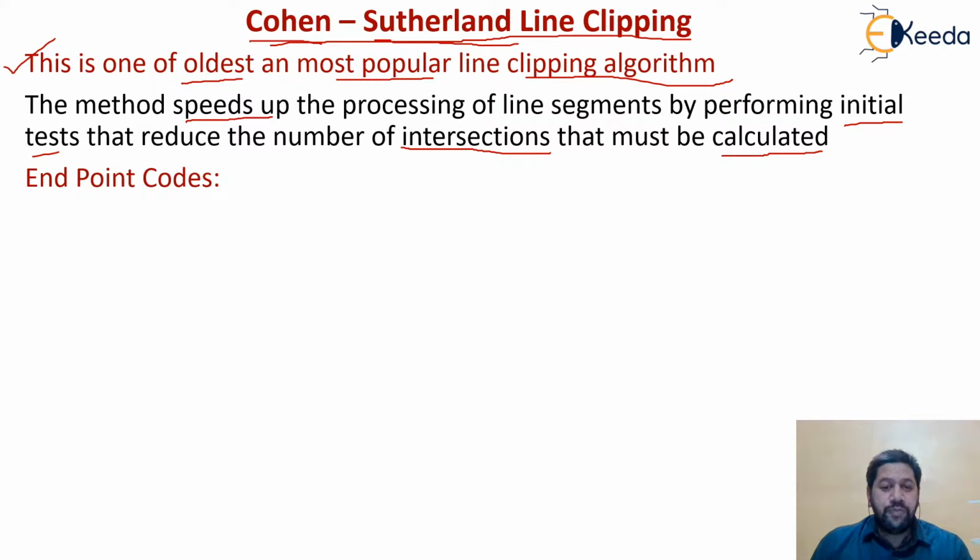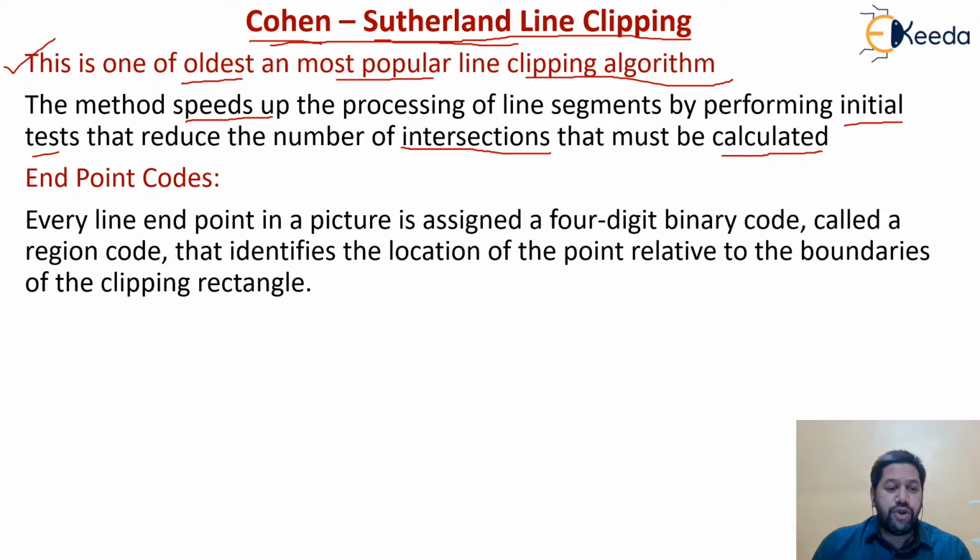Now the Cohen Sutherland line clipping algorithm uses a method which is called endpoint codes. The name of the method is endpoint codes. Now what is this endpoint code? Every line endpoint in a picture is assigned a 4-digit binary code, and that code is called the region code, or the endpoint code.